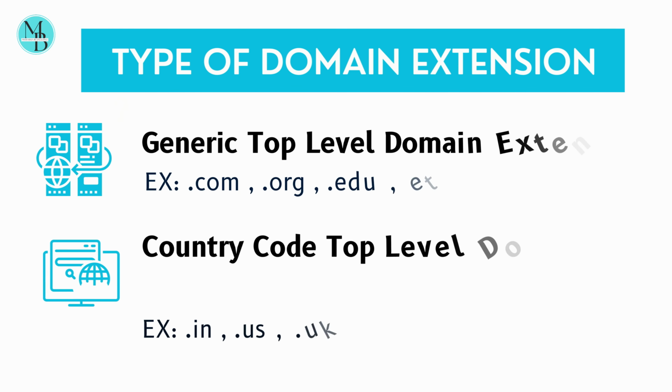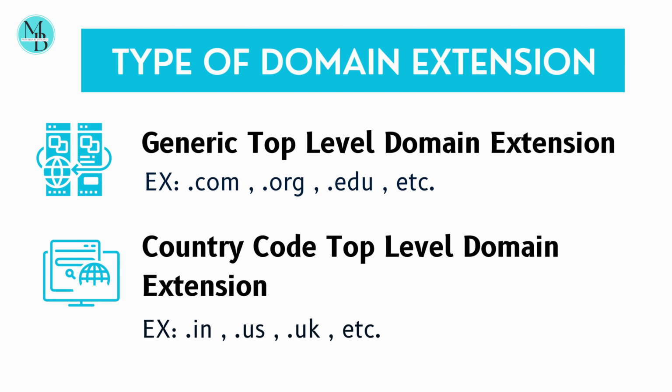Next, as we know what is domain name, and we already know how the domain name system works, now the question arises, what are the types of domain name? There are basically two types of domain name. First is the generic top level domain name, and second is the country code top level domain name. So what is generic top level domain name?